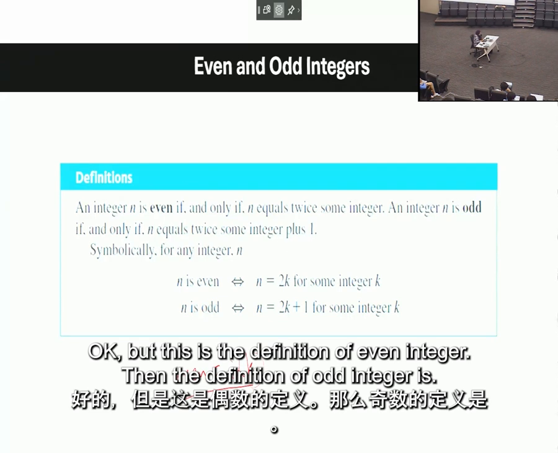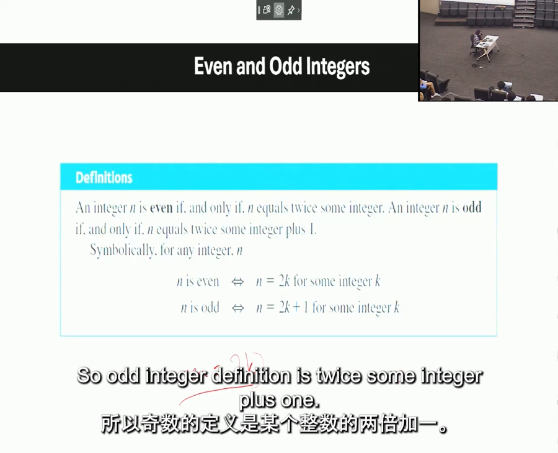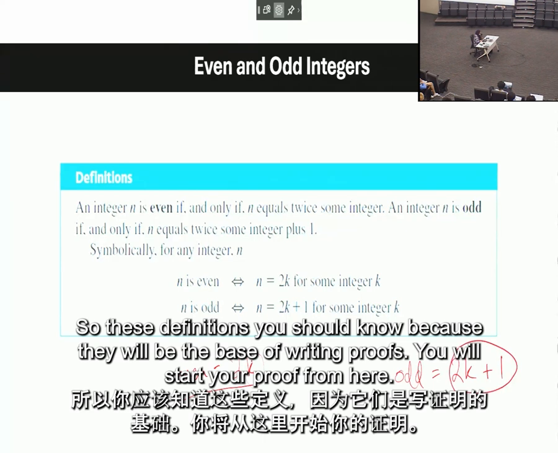Then the definition of odd integer is, an integer n is odd if and only if n equals twice some integer plus 1. So the odd integer definition is twice some integer plus 1. These definitions you should know, because they will be the base of writing proofs. You will start your proof from here, okay?